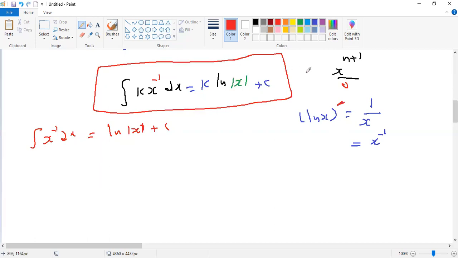What is the rule for this one? If n is equal to -1, see the rule. Now, another example.